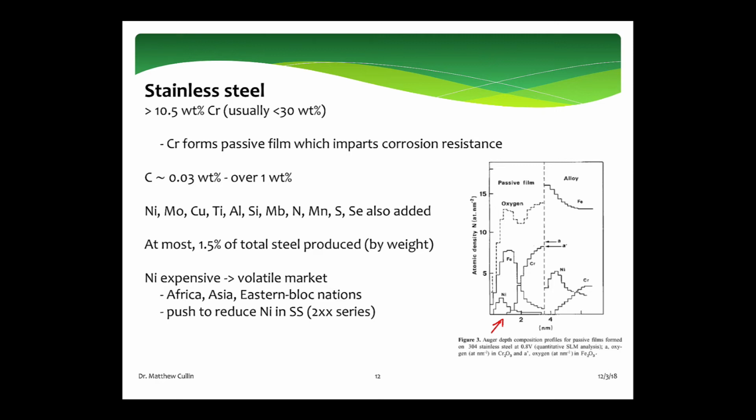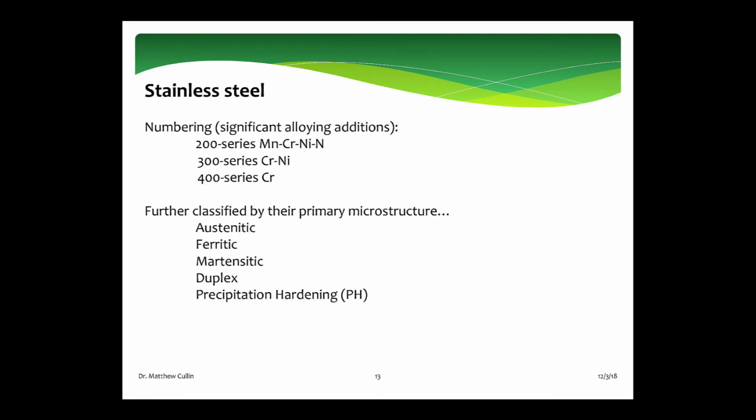So the high nickel stainless steels are going to be really expensive. So there is a push to reduce the amount of nickel in stainless steel. And so when I talk about 200 series stainless steels, essentially what we found is we can get the same microstructure and we can actually substitute some other cheaper elements for the nickel. And so that's what 200 series stainless steels are all about. And that's all about the money.